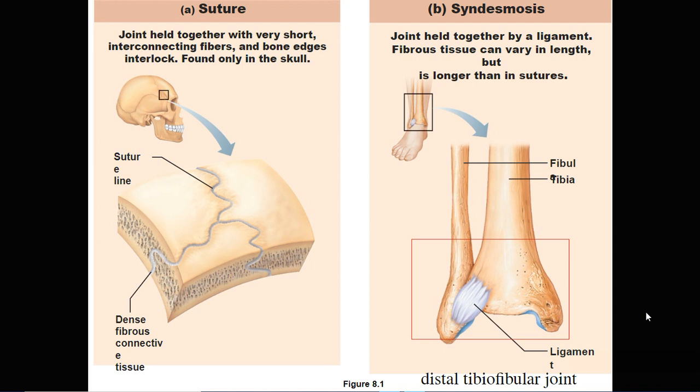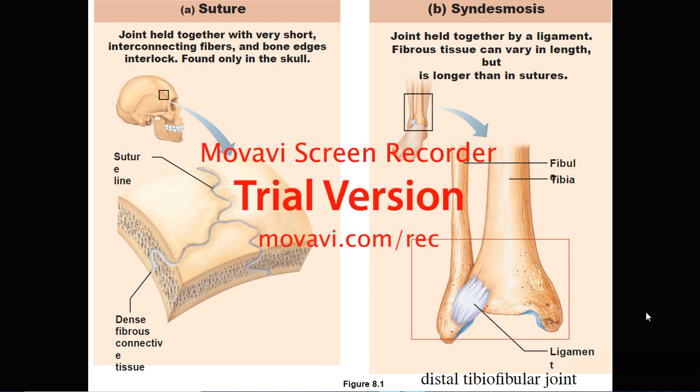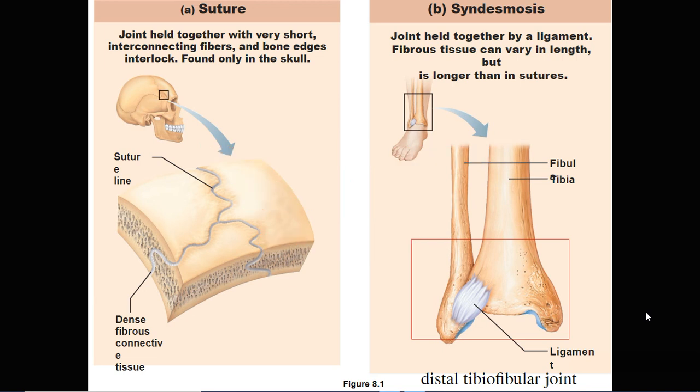So I just wanted to give you an example of both. One has generally no movement between the fibula and tibia, because it has short ligaments, short collagen fibers. But then you also have longer collagen fibers between the radius and ulna, which allows for movement of your forearm in that location.